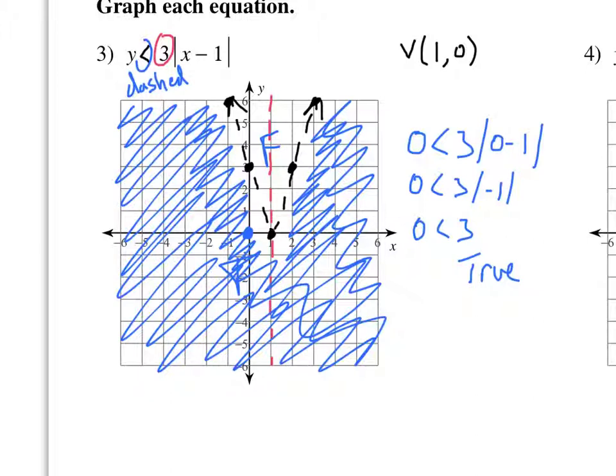Questions on number 3? Anything else from this assignment you'd like to see? Yes, ma'am. Number 8, sure will.